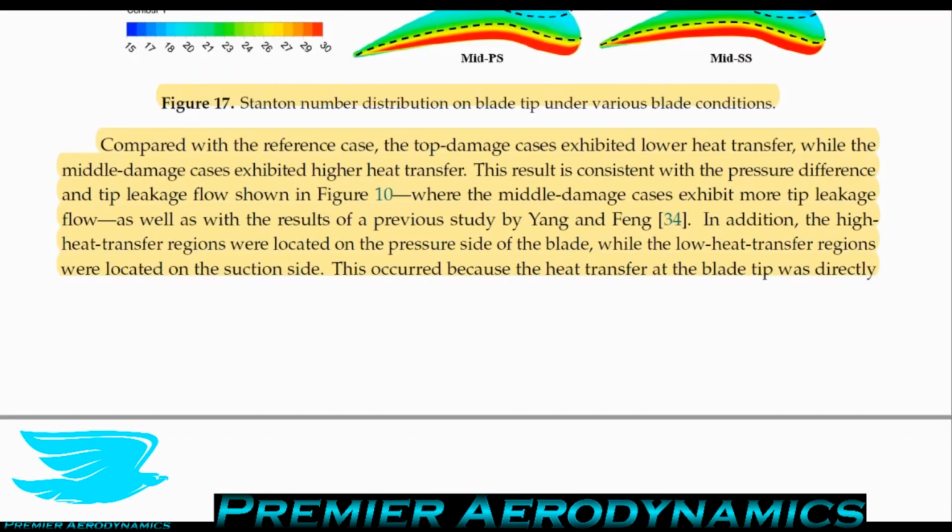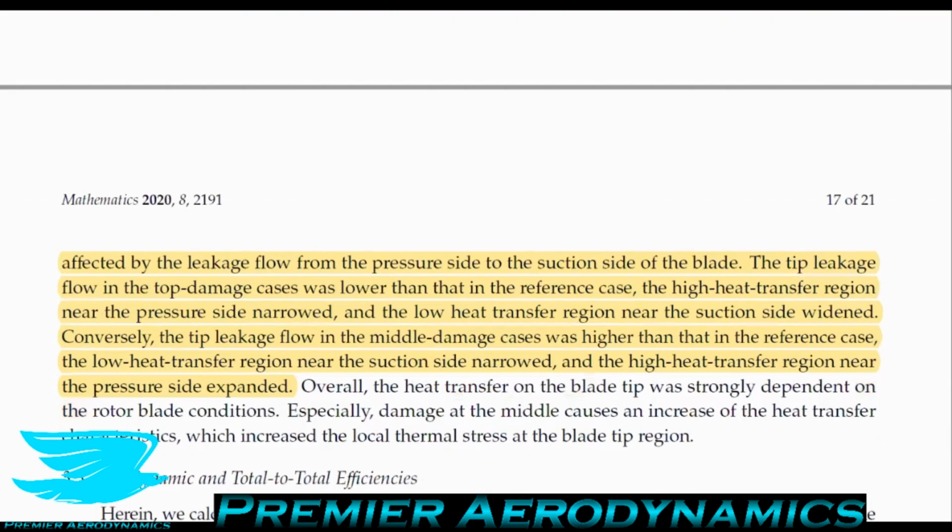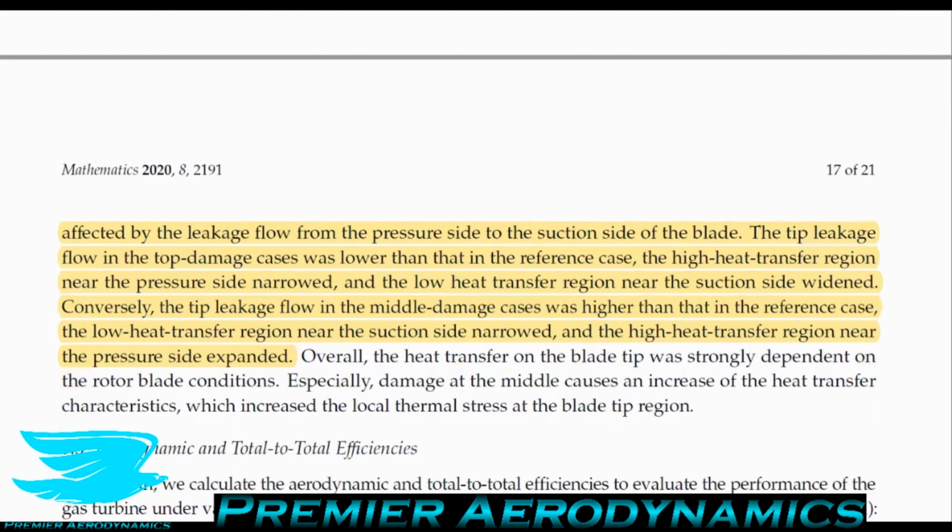In addition, the high heat transfer regions were located at the pressure side of the blade, while the low heat transfer regions were located on the suction side. This occurred because the heat transfer at the blade tip was directly affected by the leakage flow from the pressure side to the suction side of the blade.